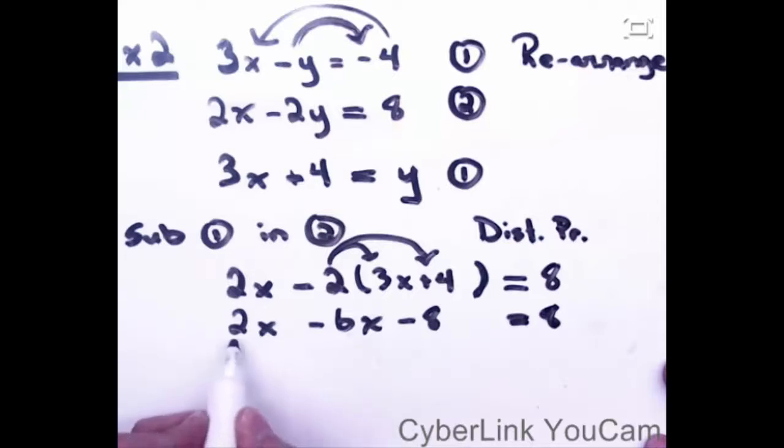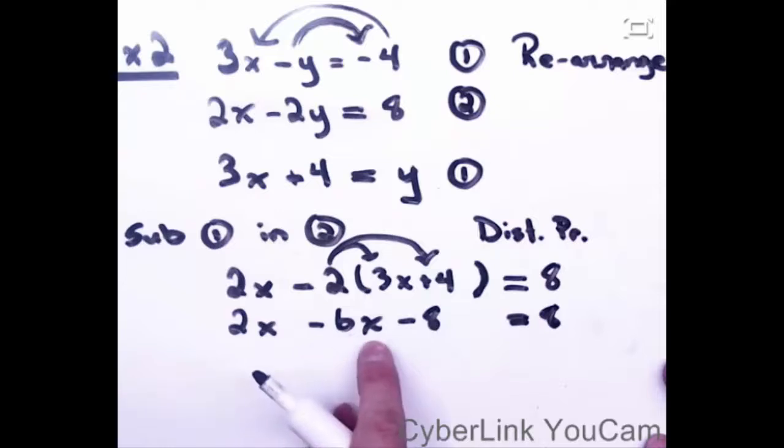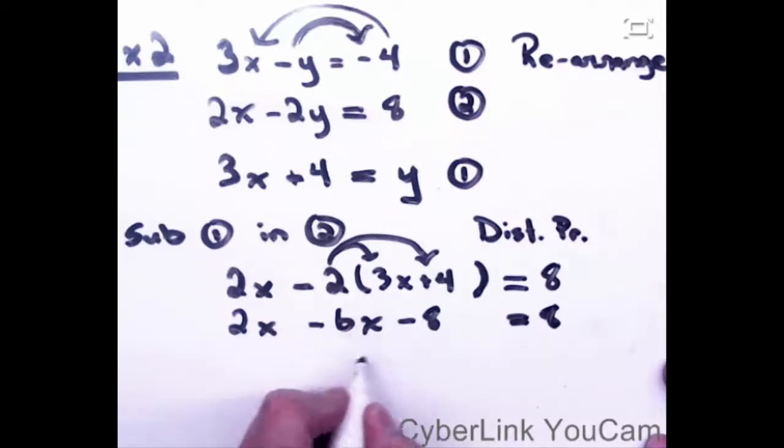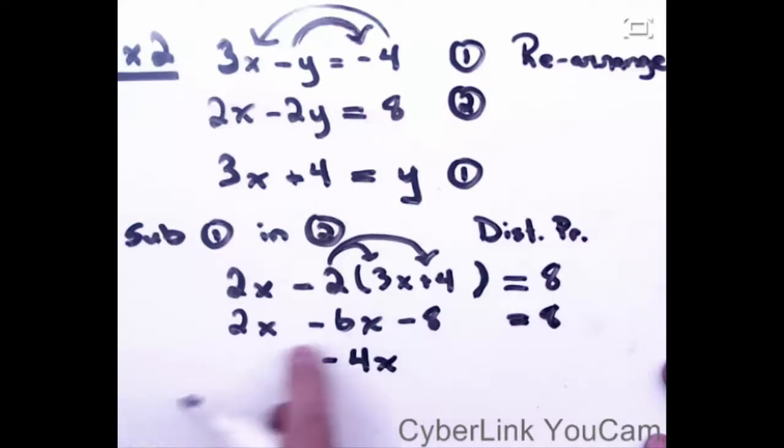Now let's look on the left side for some like terms. Okay? The x's can work together. If I have 2 of something and I take away 6, 2x take away 6x, I would be down 4x. Grab your calculator if you have to. 2 minus 6, you'll find it's minus 4. Okay, so that took care of these two.